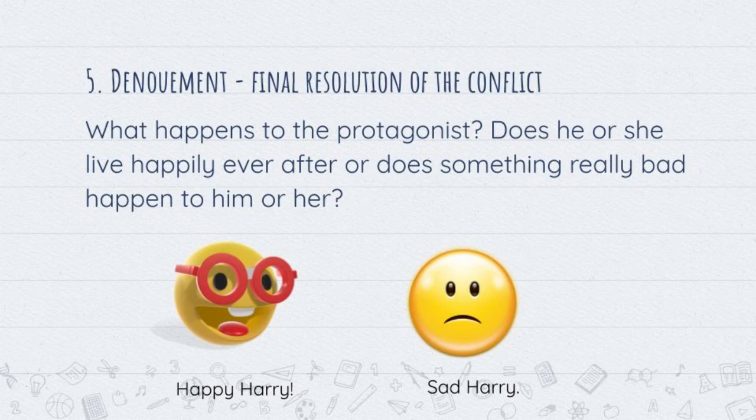Like the principal episode, which is only one event, and the climax, which should be only one event, the denouement is usually just one event as well, or maybe kind of a summation. It's the final resolution of the conflict. So what happens to the protagonist? Does he or she live happily ever after, or does something really bad happen to him or her?